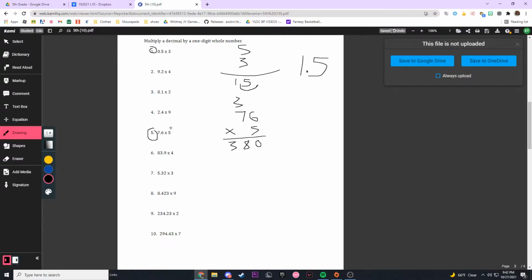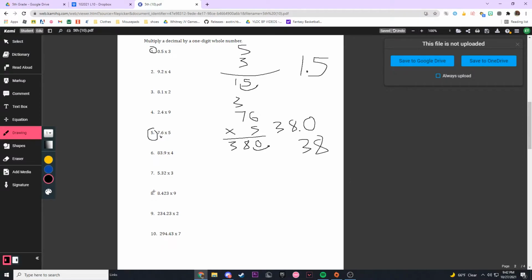Once again, we look at how many numbers are on the right of this decimal place, and we see that it's only 1. So we're going to move the decimal place once to the left. So we have 38.0, which is the same thing as 38, for our answer for number 5.